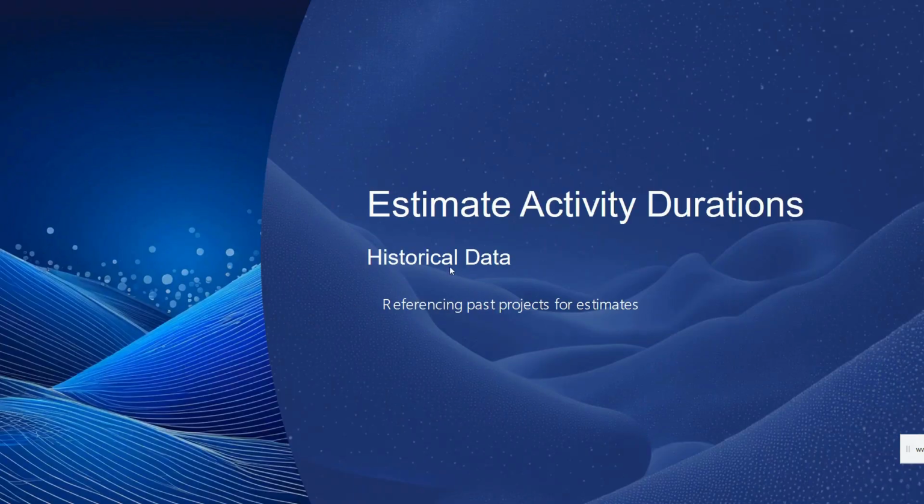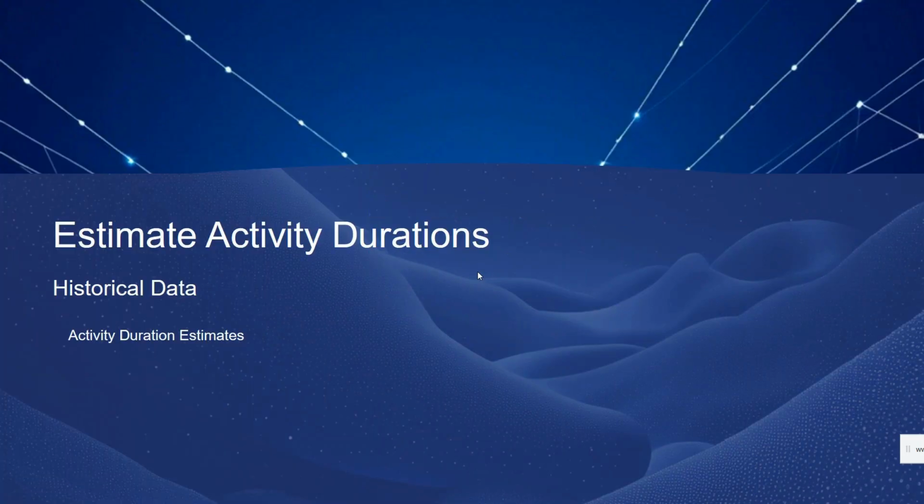After that we have historical data. Historical data means it refers to past projects for duration estimation. Next, we have the key outputs for the estimate activity duration, that is the activity duration estimation. It is the expected time frame for each task based on past experience or data.